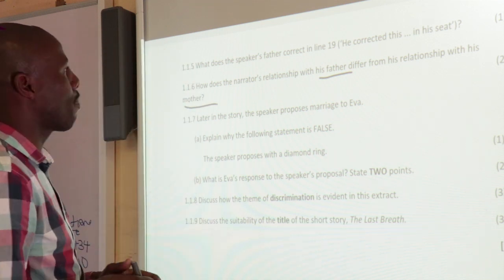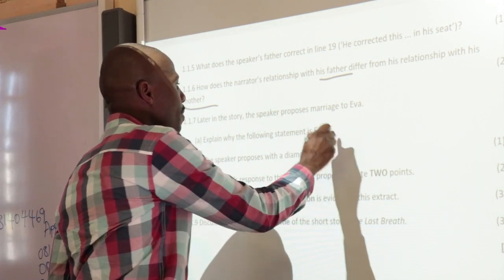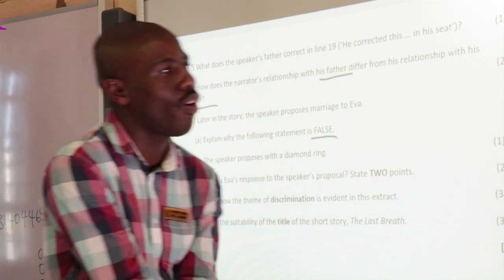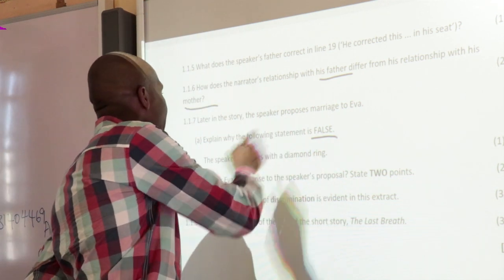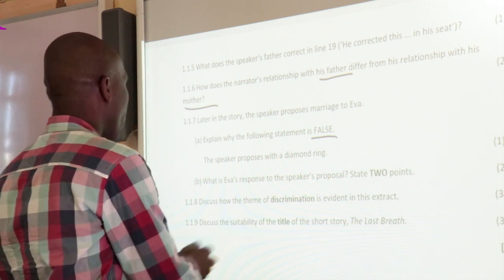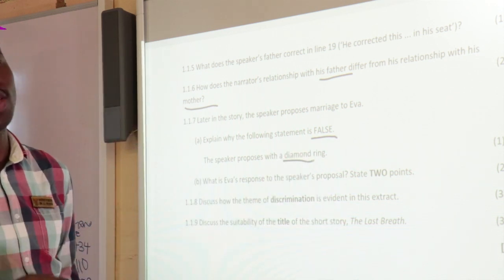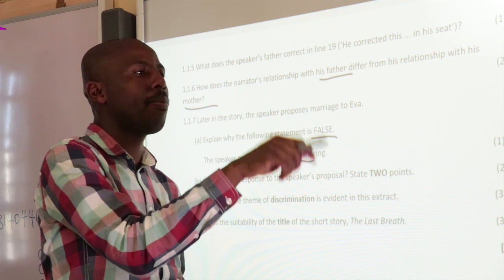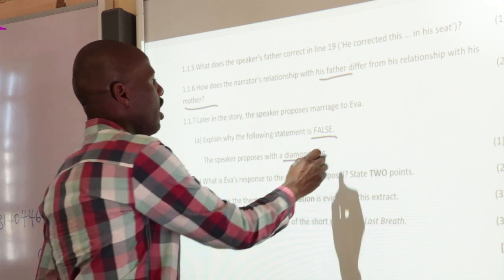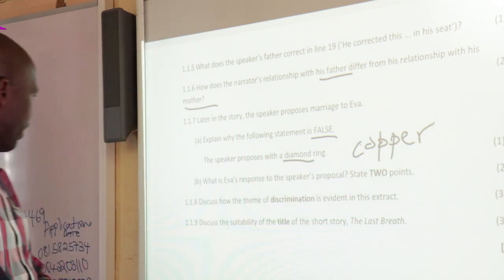Later in the story, the speaker proposes marriage to Eva. Explain why the following statement is false. Please tell our candidates, they must not say this is false. It is given, this is stated, we know it is false. But tell us why it is false. And they say, the speaker proposes with a diamond ring. It is false because we know the speaker proposes with a copper ring, a cheap copper ring. Diamond and copper are two different things. So this is false because there is a copper ring and the spelling is correct.